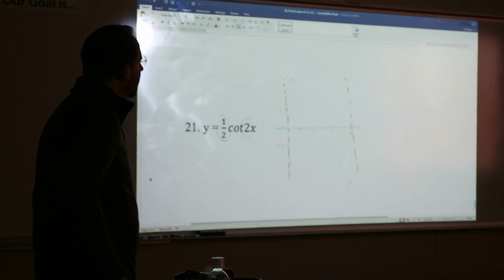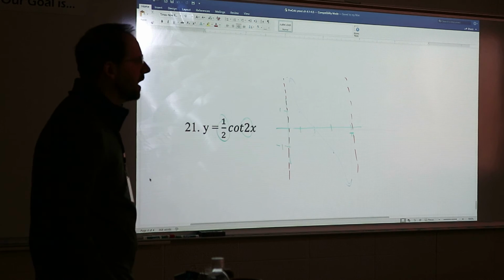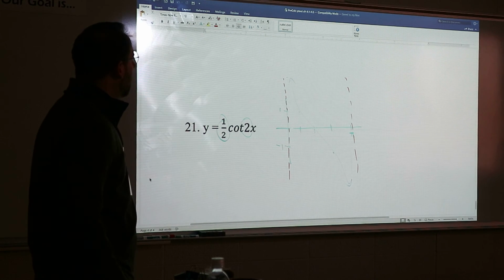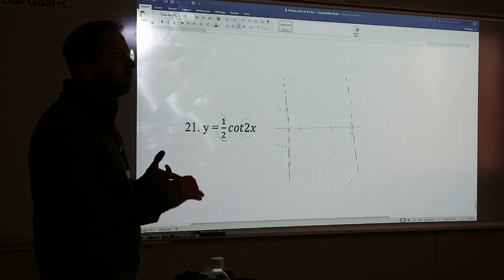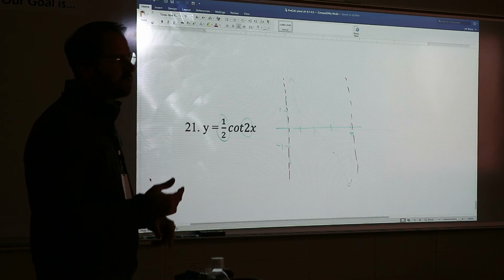Okay, but that's cotangent's graph. Sorry, it's a little faded. My markers are dying up here. All right, but there you go. Make sure you put the other ones on there though. You need to put the new numbers in there, all the marks, all that.